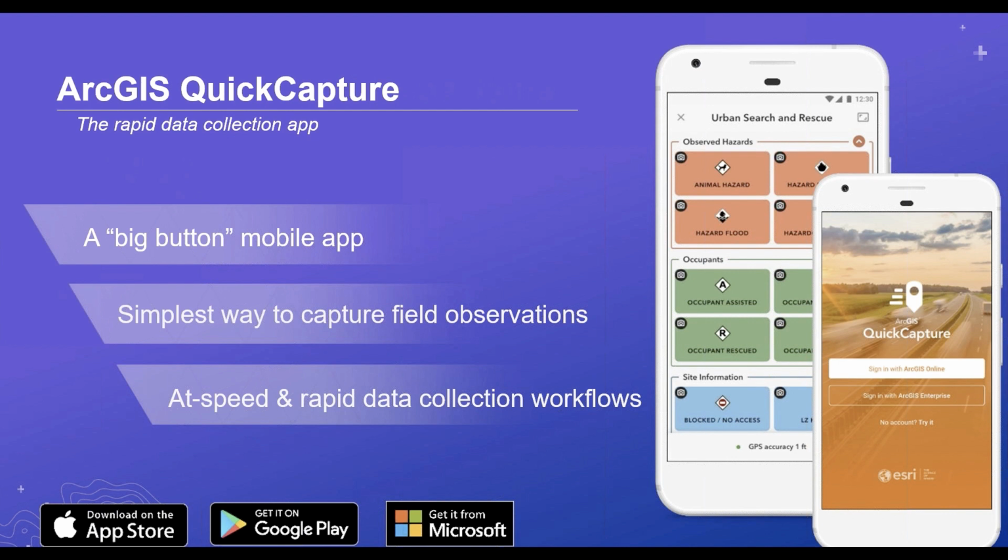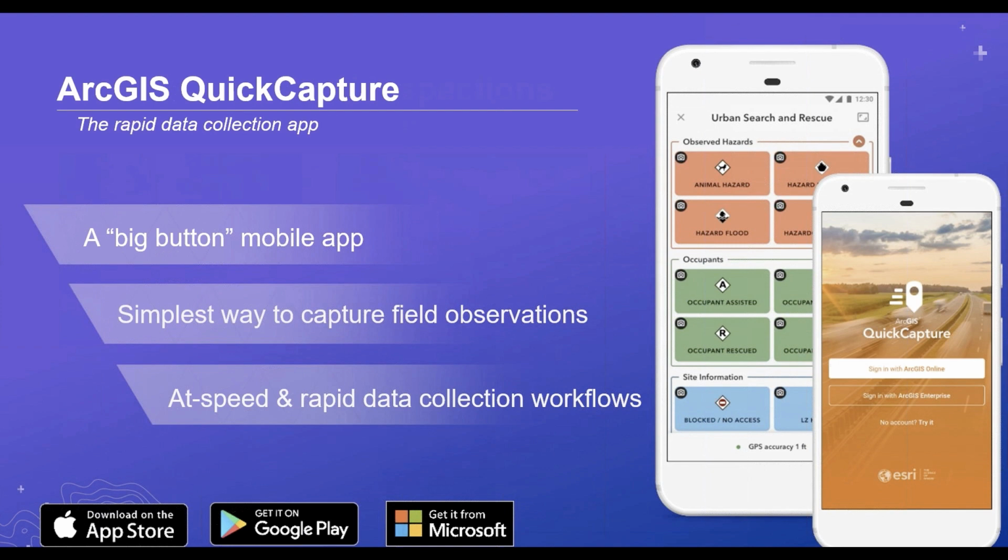So like Jim mentioned, another easy to configure application that you can use to collect data out in the field is Quick Capture. While Survey 123 is geared more towards form-based workflows, like the form that Jim just transferred over into a digital form, Quick Capture is really a big button mobile application. So it allows the user to simply tap a button to capture a feature, making it really simple. And as a result, this app is really well suited to at-speed data collection or rapid data collection workflows where the user doesn't have a whole lot of time to spend looking at the app, but still wants to gather that information while they're out in the field.